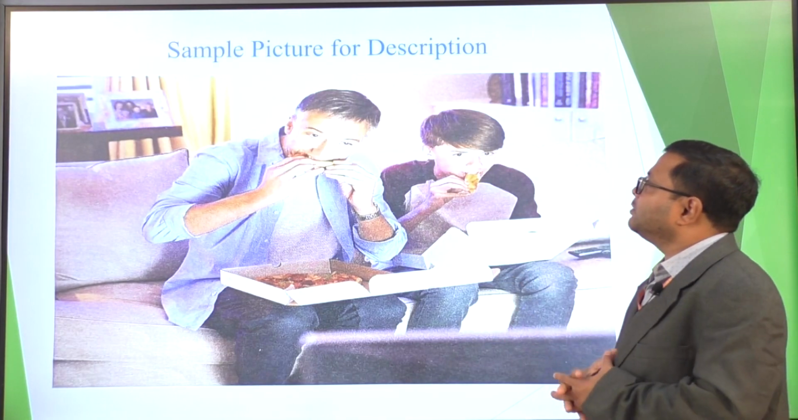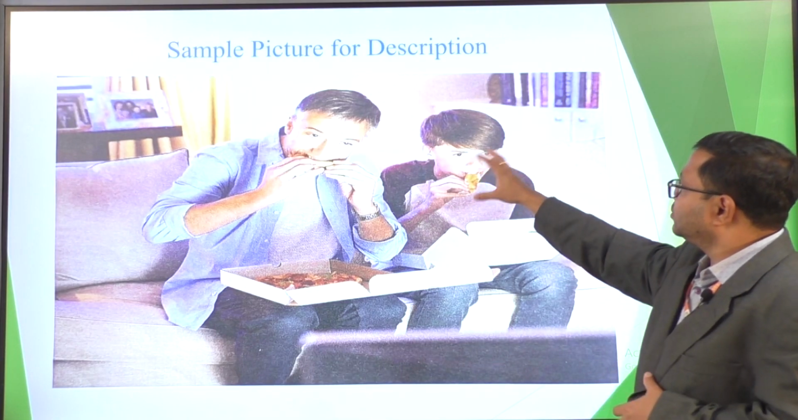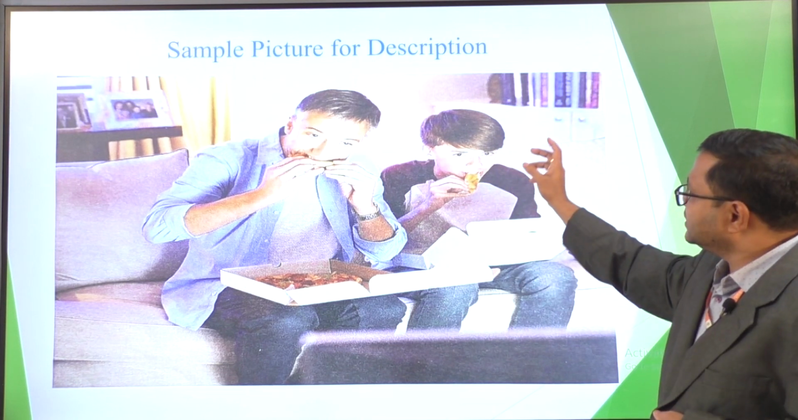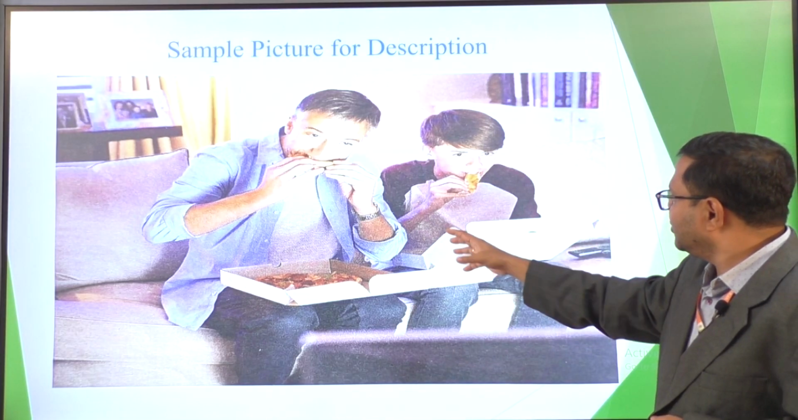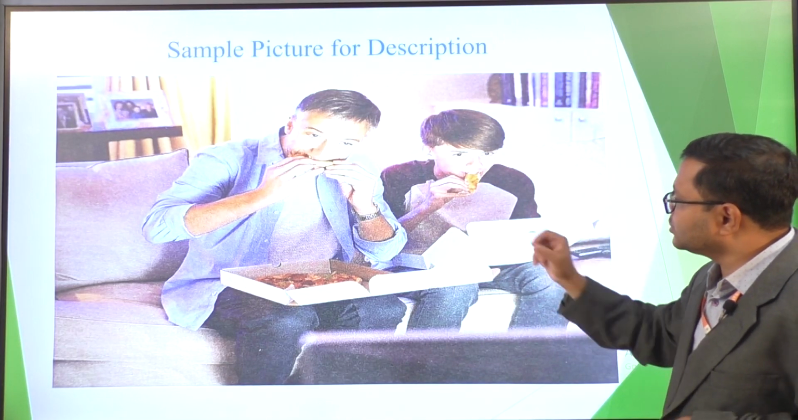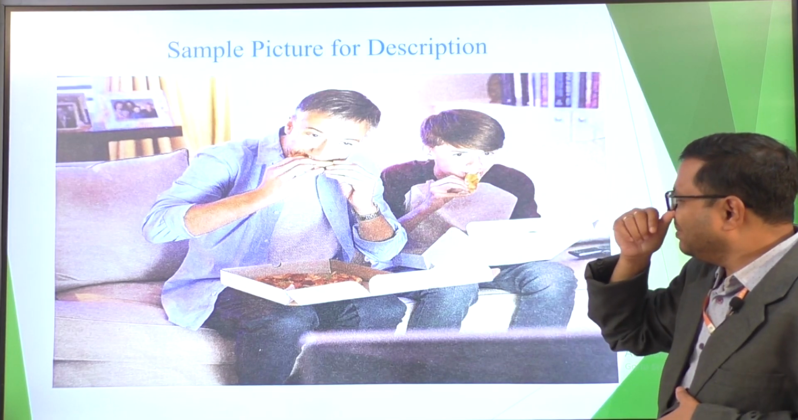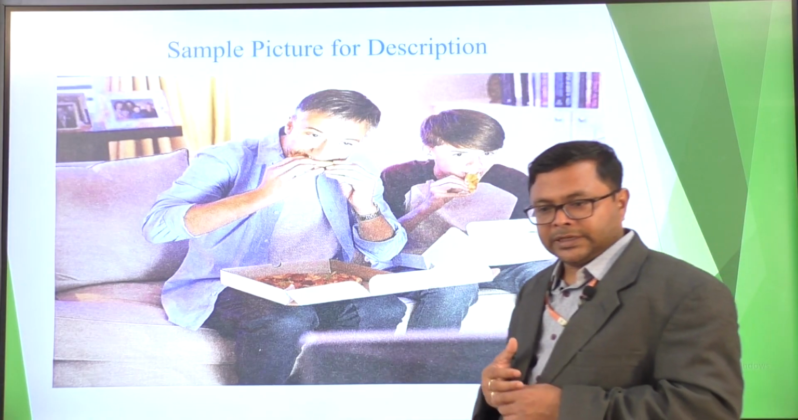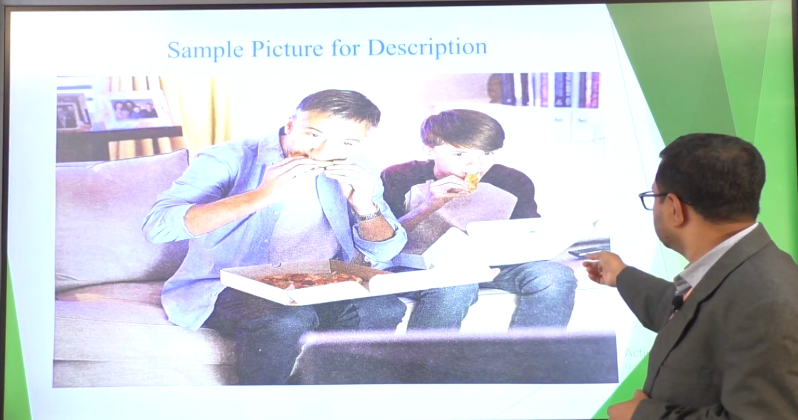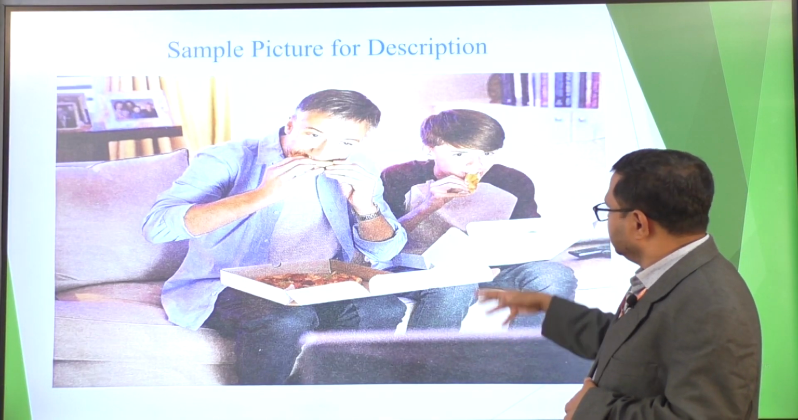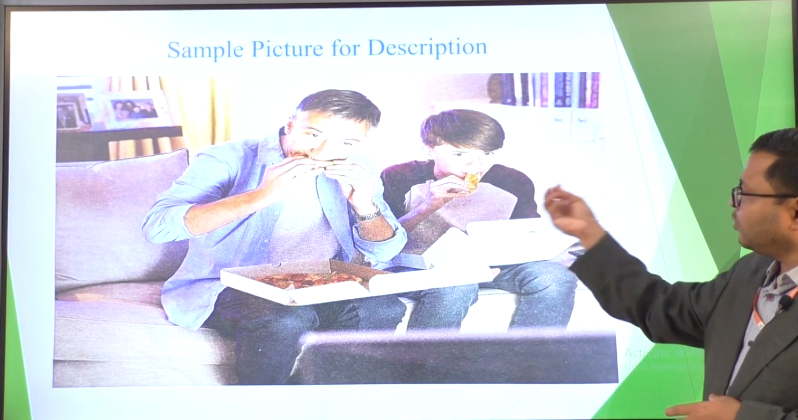Here is another example of the pictures. Okay, picture description. It seems like two people, one is old, another is very young. They are eating something, sitting on the sofa and eating something. It looks like pizza or something, or they are in their home, maybe in the drawing room, and they are watching something on the laptop or on the screen, because they are looking at this screen very keenly.